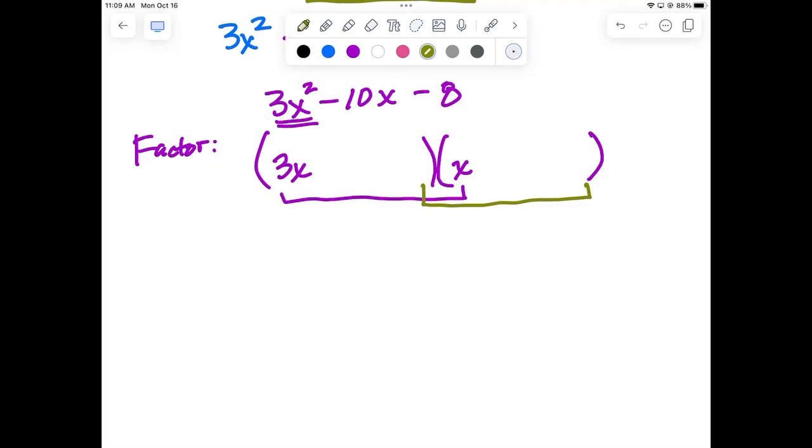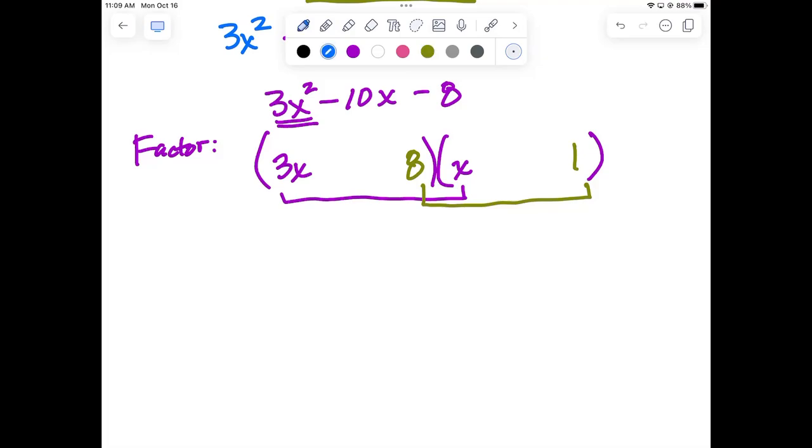It's called trial and error. You just try it out. Okay? You want to try the 8 and the 1? Now, you have choices. It can be 8 and 1 or 1 and 8. Those are two different possibilities.